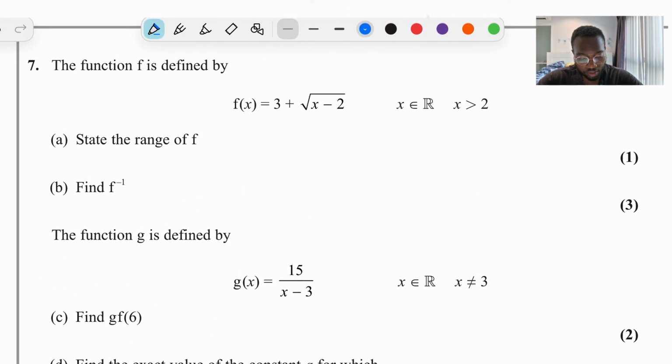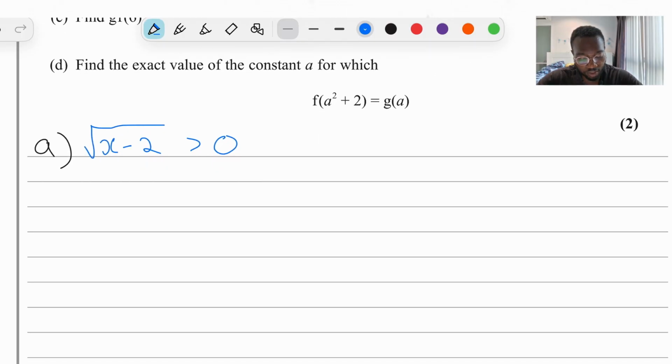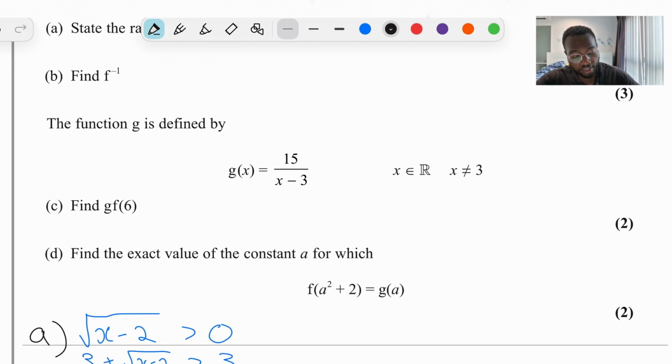So we know the square root of x minus 2 is greater than 0. Therefore, if we add 3 to both sides, then 3 plus the square root of x minus 2 will be greater than 3. And that must be our range. Our range is all values greater than 3, so we can write f of x is greater than 3.